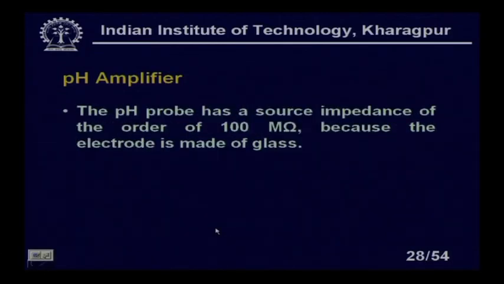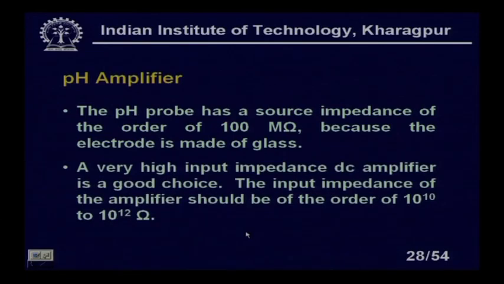The pH probe has a source impedance of the order of 100 megohm, because the electrode is made of glass, right, fine. A very high input impedance DC amplifier is a good choice. The input impedance of the amplifier should be of the order of 10 to the power 10 to 10 to the power 12 ohm. You can think of it as 10 gig ohm to 1000 gig ohm I want, right. This much higher impedance is necessary to measure the pH.